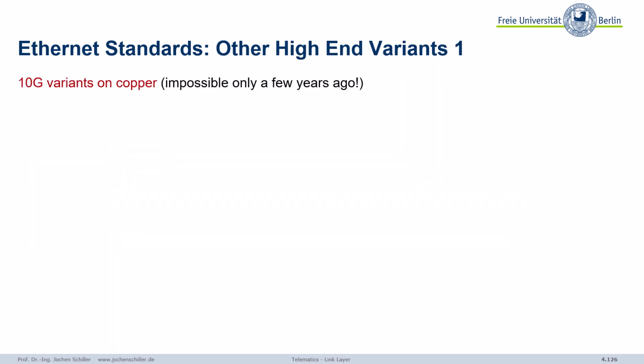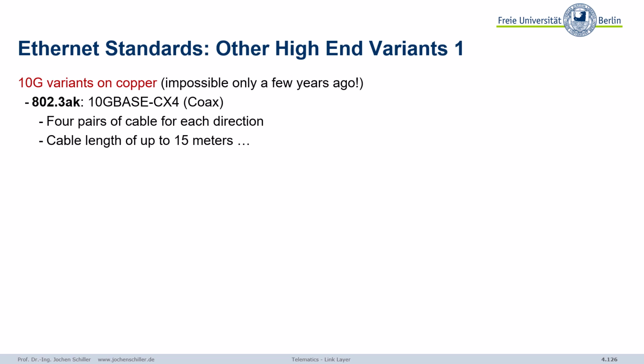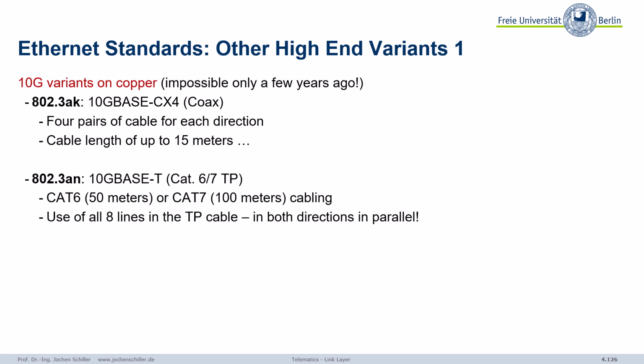And yes, we do have copper versions. That was really impossible just some years ago, to bring 10 gigabit per second over copper. There's a version for coax wire cabling. That's typically for compute centers, 15 meters, connecting different racks. But there's also one for typical office cabling, if you use Cat7, Cat8 cables, then you can bridge 100 meters. So that's quite a lot.